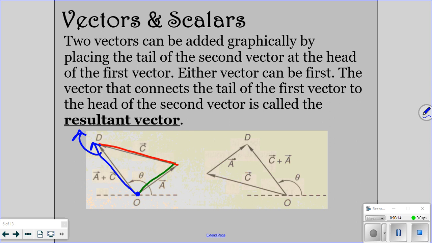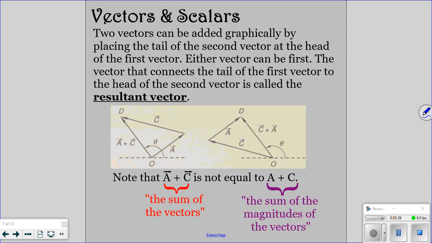Or if you do it where you have C first and then A, you still get the same vector, A plus C. And y'all see the little arrows above it? That's how you tell that it's a vector. That little arrow above your letter tells you you have a vector. So note that vector A plus vector C is not equal to just A plus C. The sum of the vectors is not the same as the sum of the magnitudes of the vectors because you have to take into account the direction.